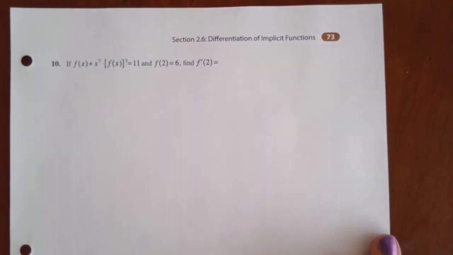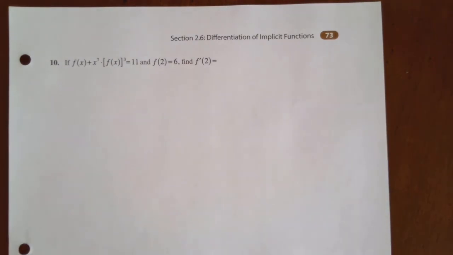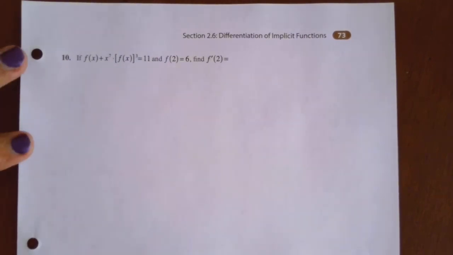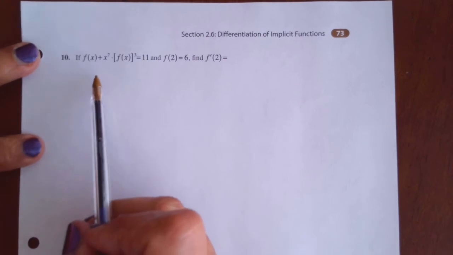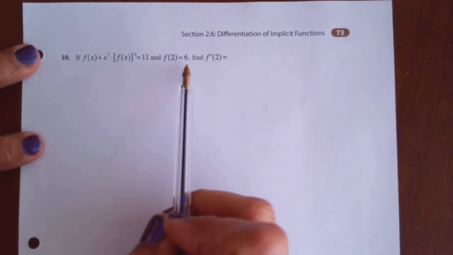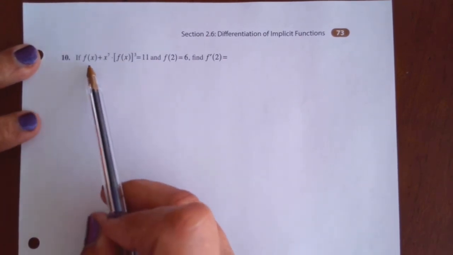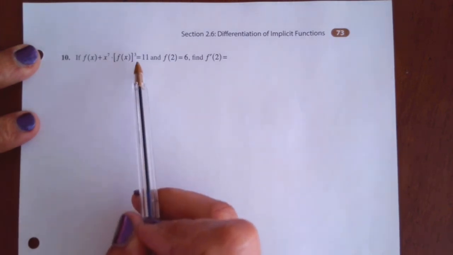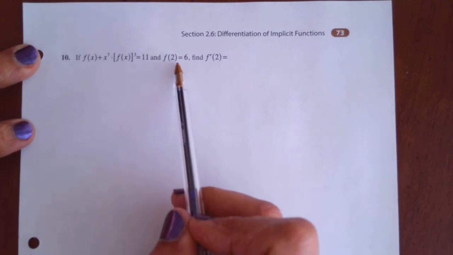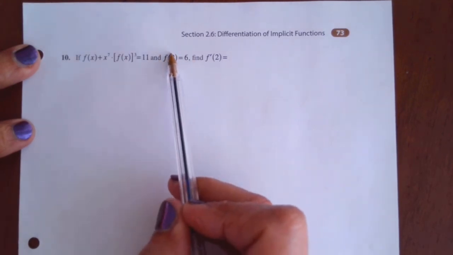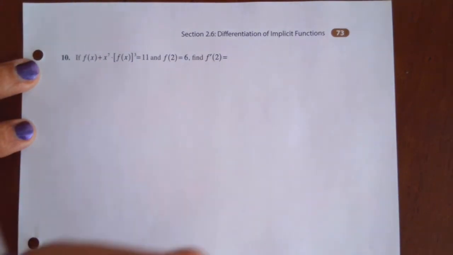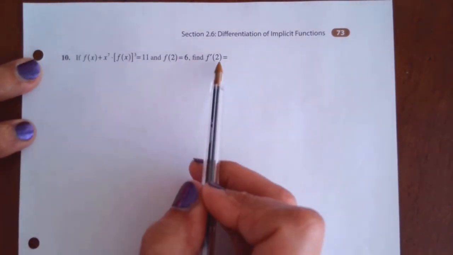This is a WebWorks problem, and we always get a lot of questions about it, so I decided to put it on the notes so you guys would have this. All right, this looks very crazy, but it's actually not a bad problem at all once you think about how to simplify this. So it says if f of x plus x to the 7th times f of x cubed equals 11, and f of 2 equals 6, there's an ordered pair, right? That's the point (2, 6). Find the derivative of function f at 2.